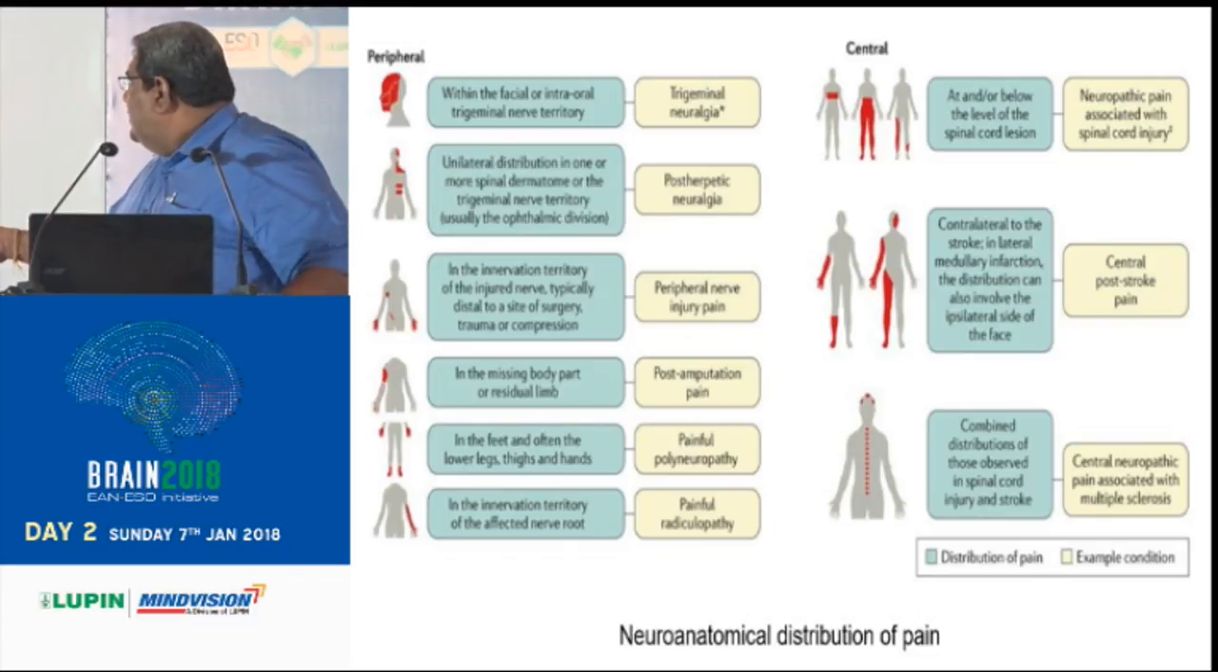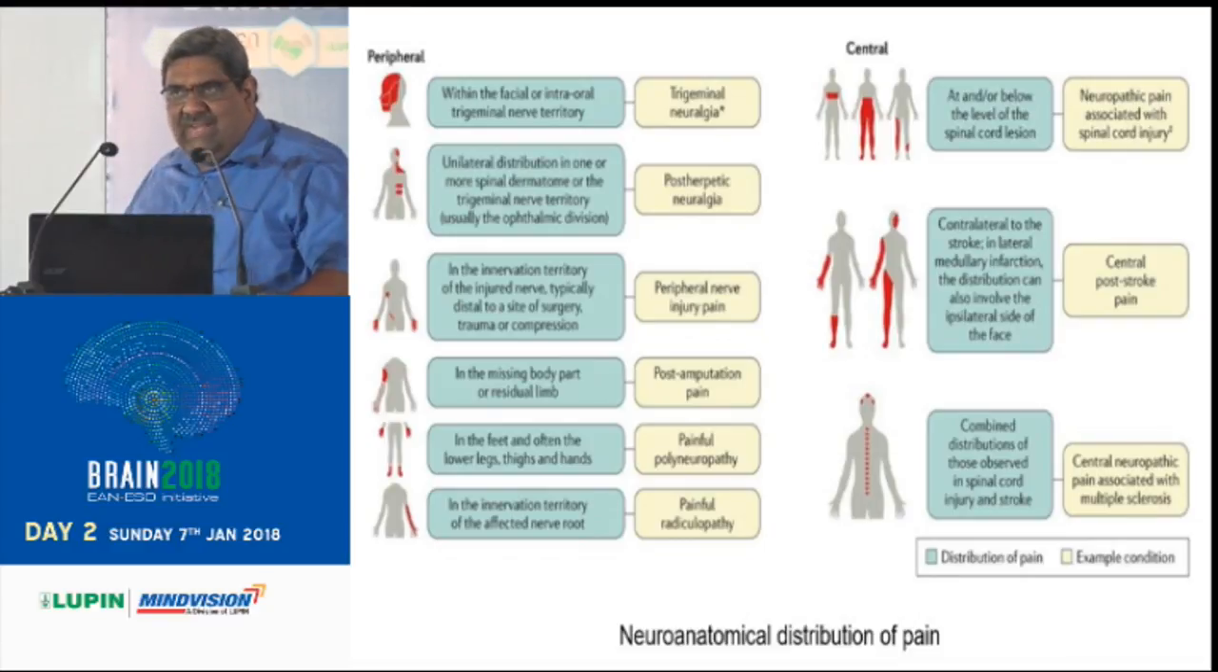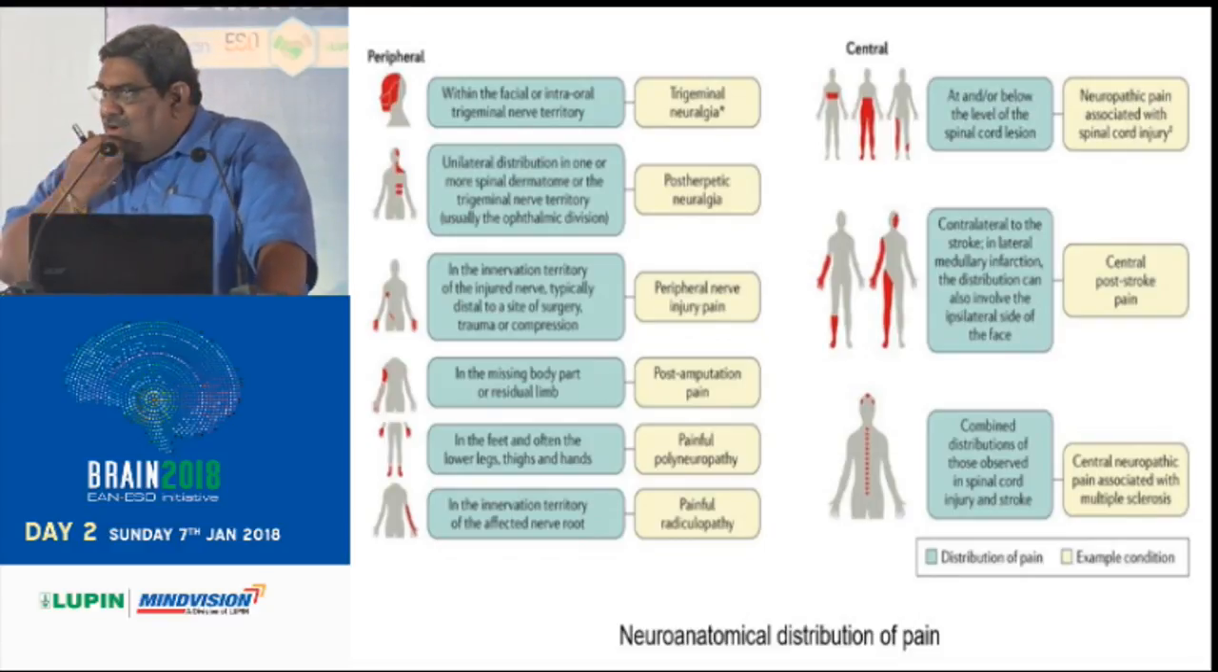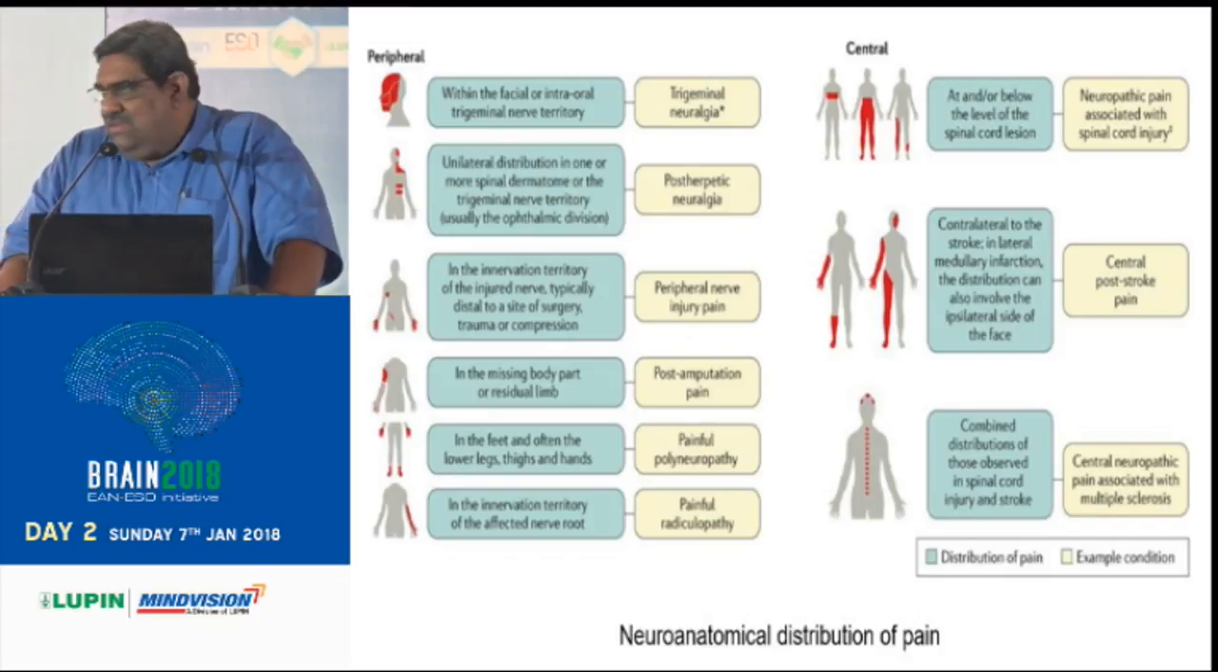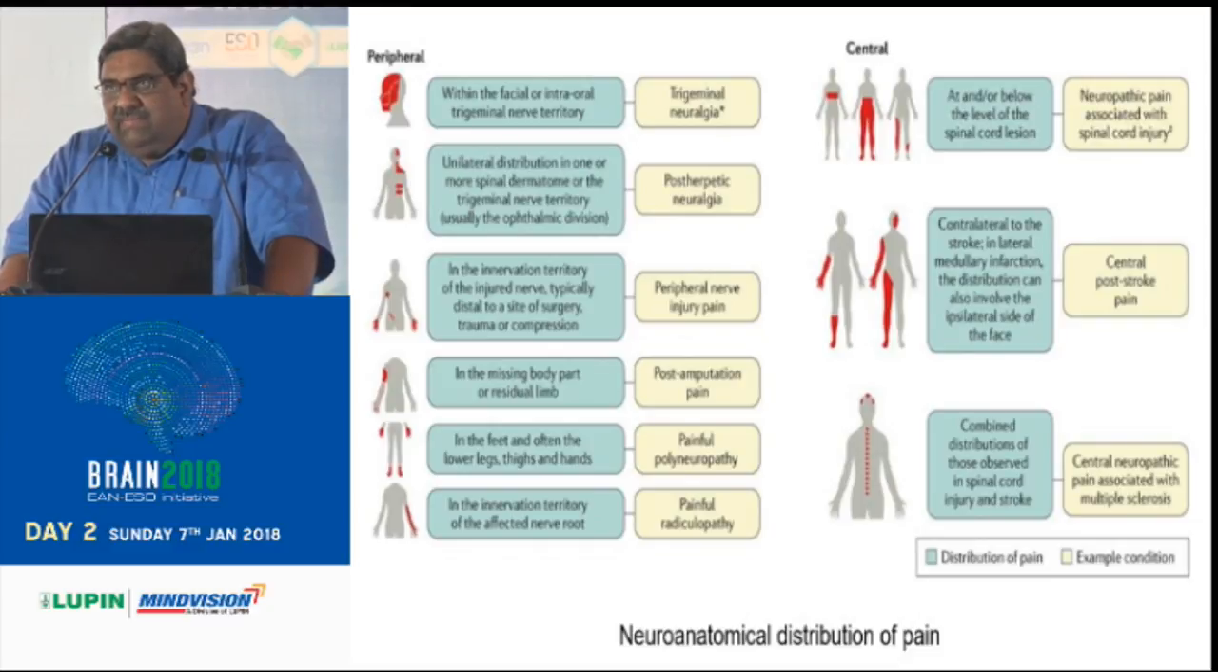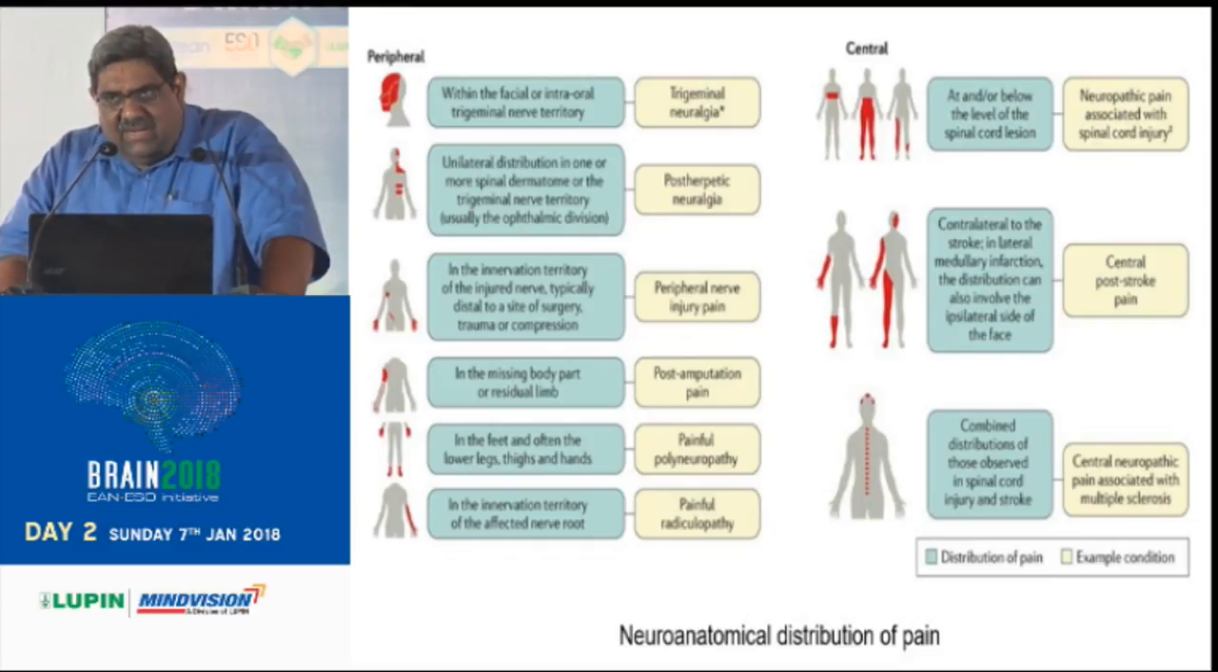Trigeminal neuralgia, where the pain is confined there, post-herpetic neuralgia along the unilateral distribution of any of the dermatomes. The peripheral injury pain could be here depending upon the site of injury or the surgery, or the missing body part or the residual limb, the post-amputation phantom pain. There is something called reverse phantom, which I just mention anecdotally to draw attention. The phantom pain is perceiving pain in a non-existent part where you got amputated. The reverse can also happen where a part of the homunculus is missing and the part is existing but it is not represented in the brain.